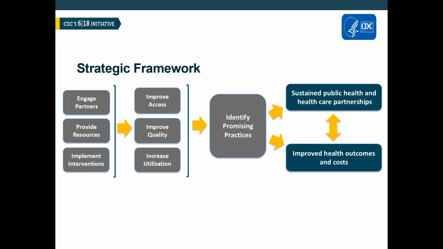This leads to the next set of outcomes, such as improved access, improved quality, and increased utilization. We in 618, as a team, identify and disseminate promising practices around activities and getting to outcomes to support states in reaching the 618's two goals of supporting cross-sector partnerships and contributing to improved health and cost outcomes. Next slide.